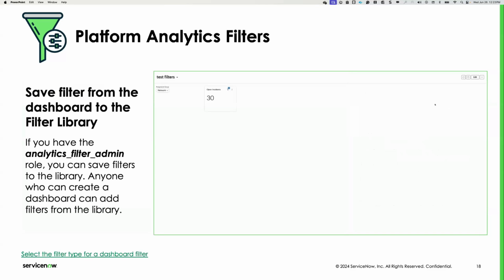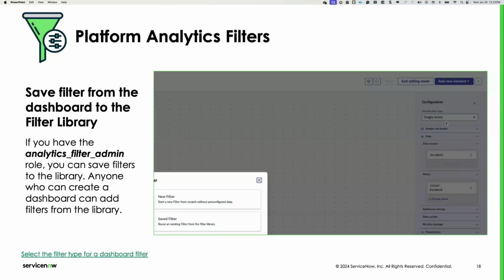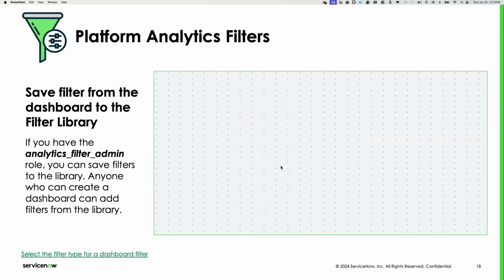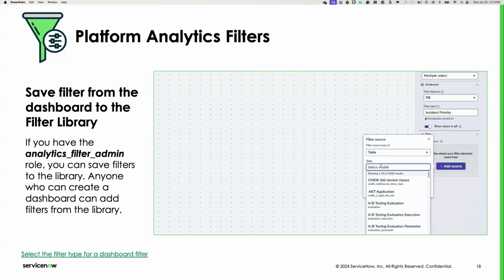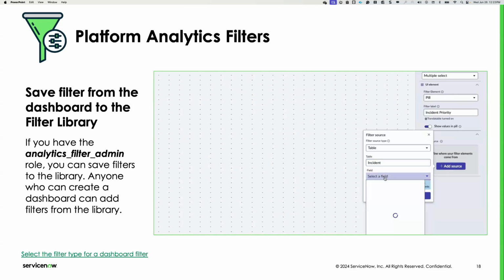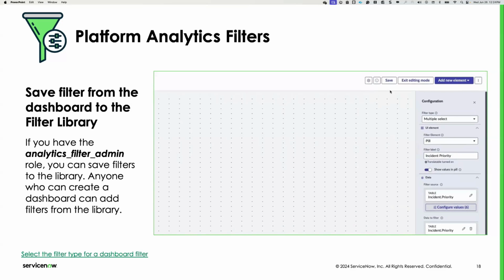If you have a filter on a dashboard that you want to add to the library, here we'll create a new filter, and we'll make it a multi-select, and I believe this is incident priority. We'll add our data source. And again, all of the examples you've seen so far are against table data. Olga's going to get into looking at some indicator level data and some other things. So here I've added the priority and I've saved that.